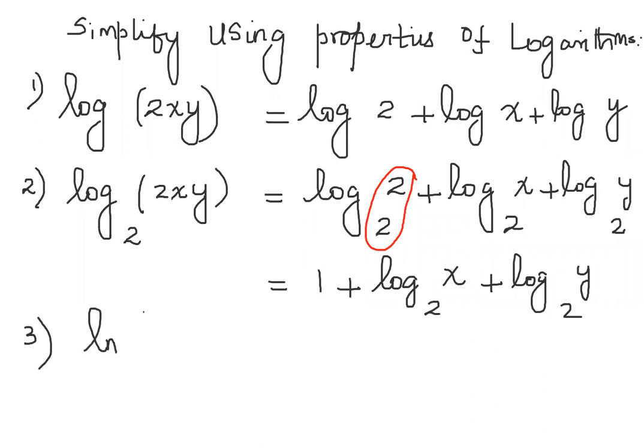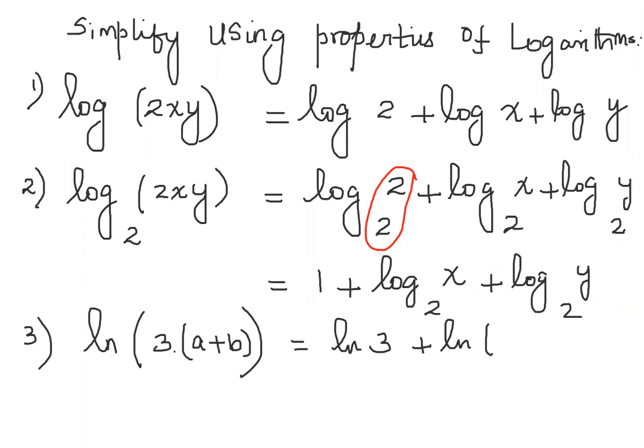Next, ln of 3 times (a plus b). So here it's multiplication, so it's going to be ln 3 plus ln of (a plus b). Remember, there is no property for addition. The property is only for multiplication, division, and the powers.